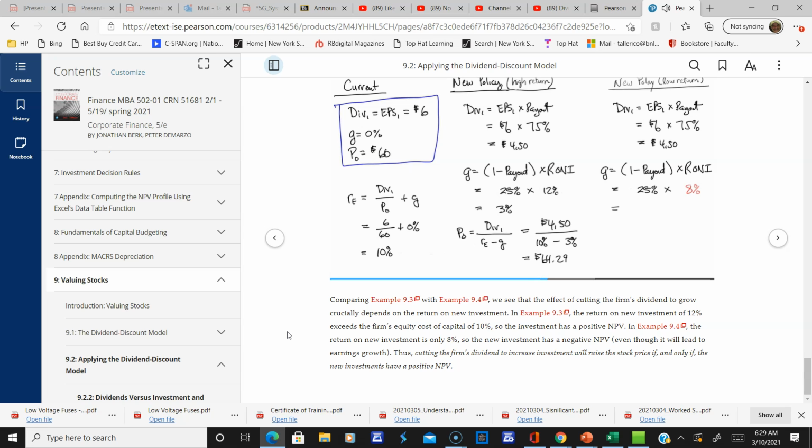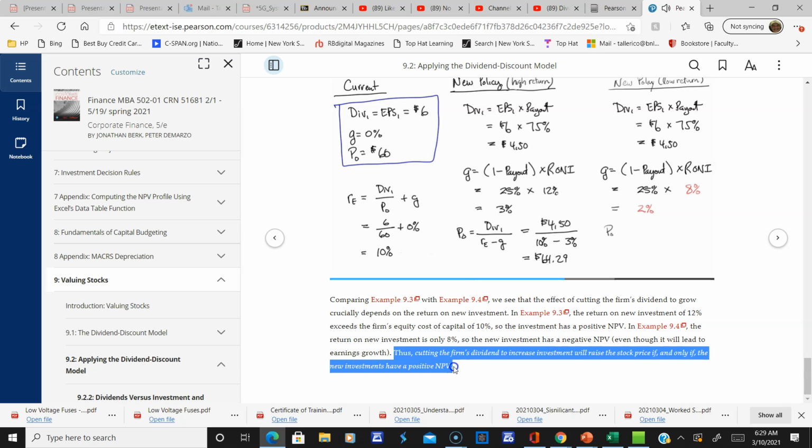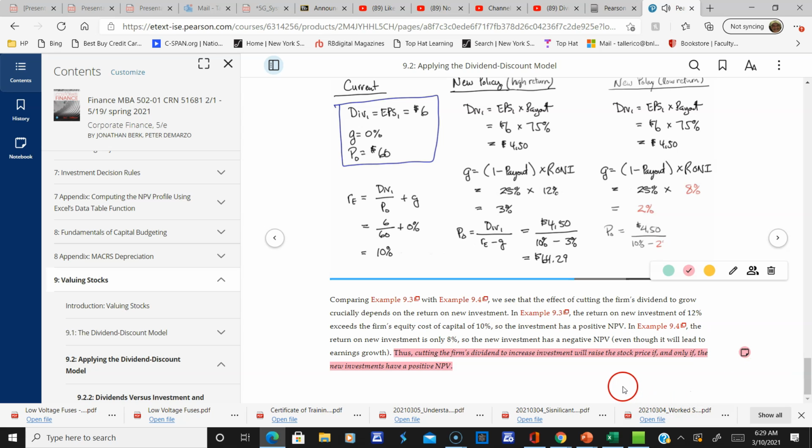With an 8% return on new investments, Crane's expected growth rate will be only 2% rather than 3% as in our earlier example. Let's see what this means for Crane's stock price. Applying the constant dividend growth formula, we see that under this more pessimistic assumption with only 2% growth, Crane's stock price will fall to $56.25 if it cuts its dividend to reinvest.